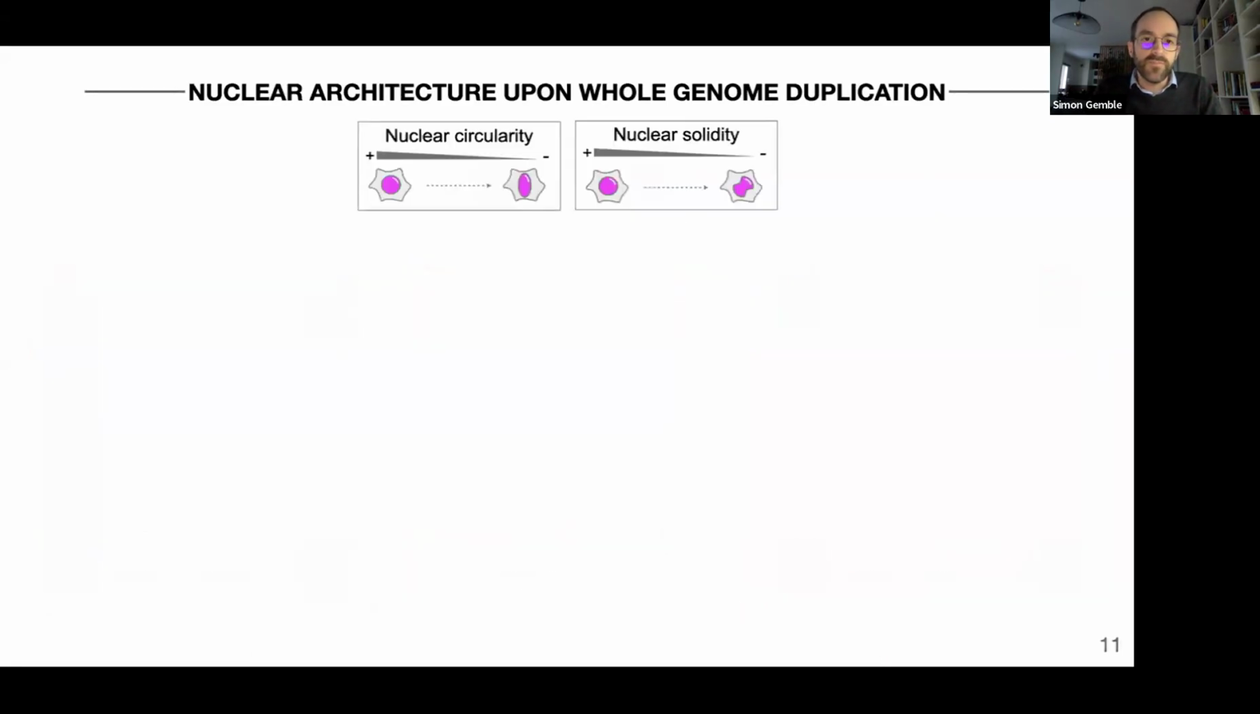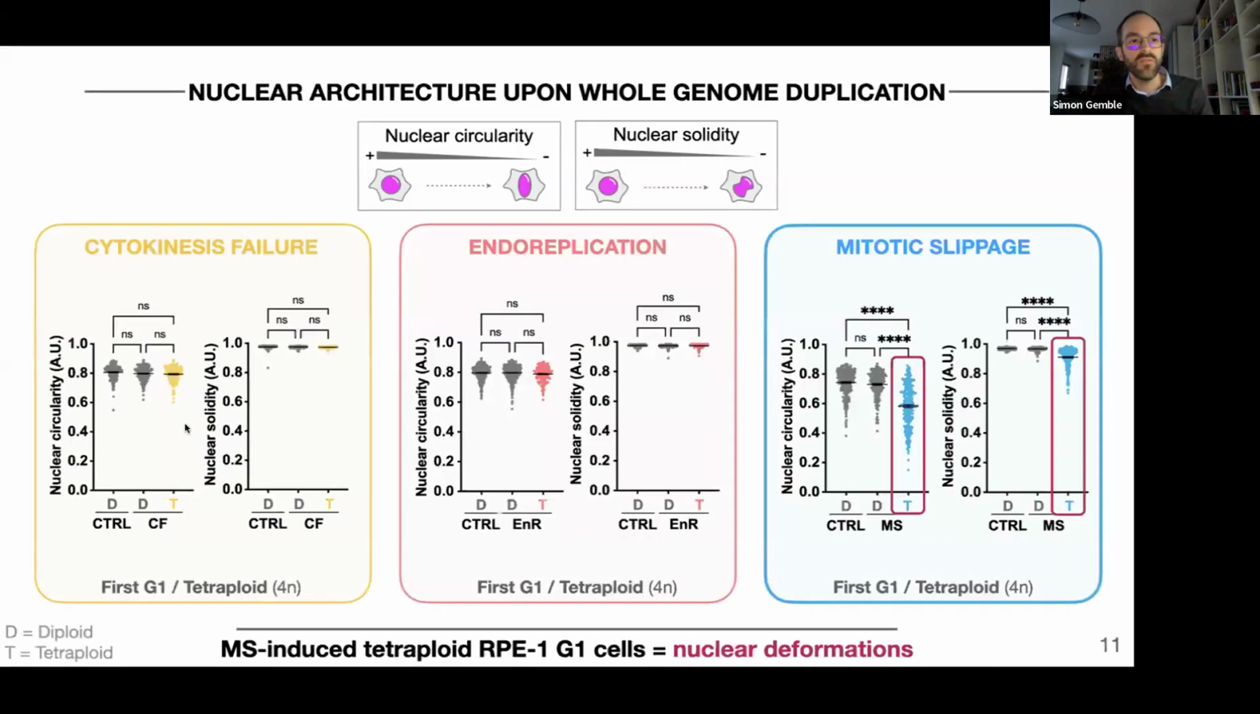But of course, I could not use pictures of my cat to quantify this phenotype, so I decided to use another strategy based on these two parameters over here called nuclear circularity and solidity. And to make it simple, when these two parameters are close to zero, it means that you have more nuclear deformations. And so we quantified these two parameters after cytokinesis failure, endoreplication, and mitotic slippage. And as you can see on this quantification, we found that only mitotic slippage generates a significant decrease in these two nuclear parameters, as you can see here.